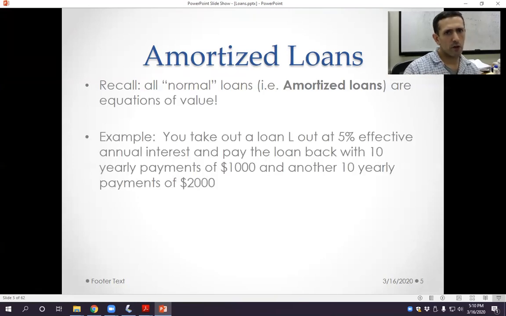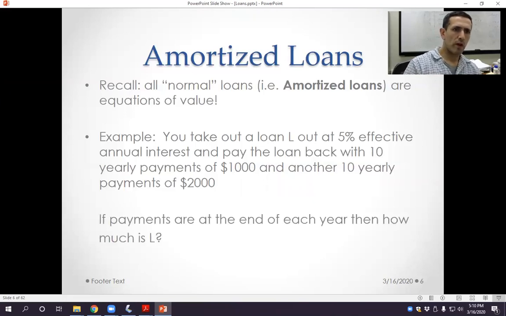Okay, so to make sure we're all on the same page here, let's do an example. You take out a loan L at 5% effective annual interest, and pay back the loan with 10 yearly payments of $1,000 and another 10 yearly payments of $2,000. If payments are at the end of each year, then how much is L? I'll put this solution up on Blackboard in a PDF. Let's just go over it.